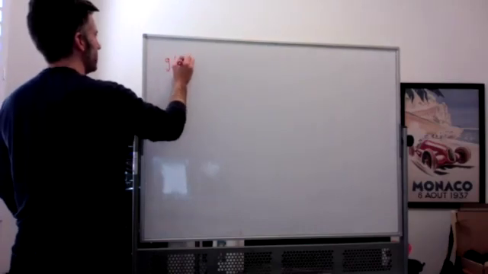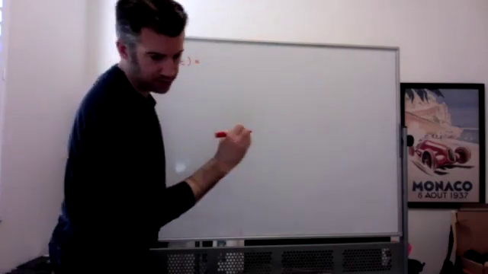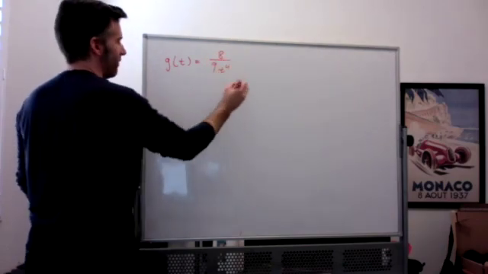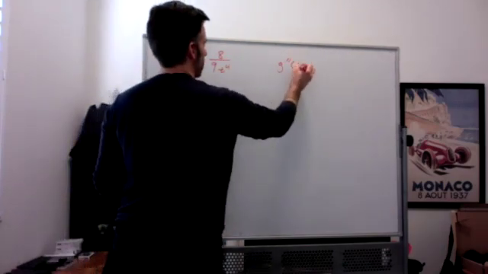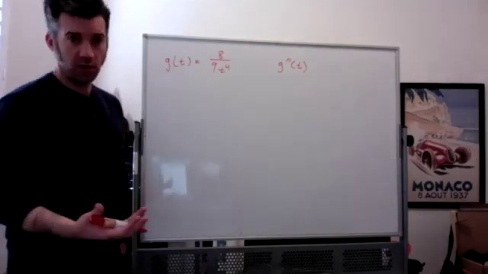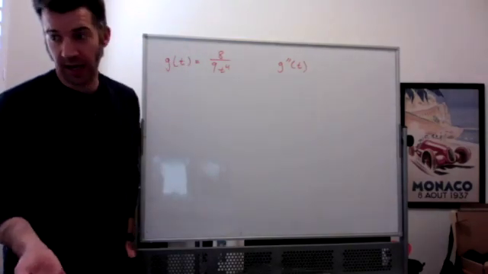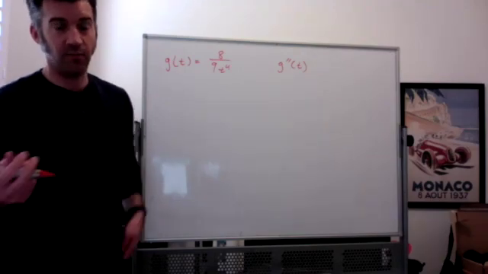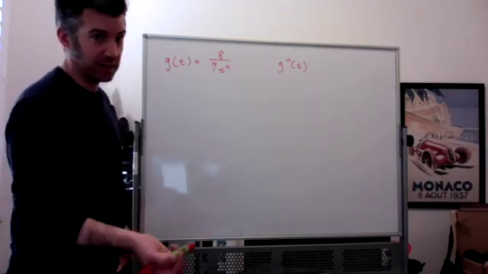Someone asked this question. If I'm given g of t equals 8 over 9 t to the 4th, and I want to find g double prime. You could totally use the quotient rule here, and that would be fine, but there's an easier way to go. So I'm going to show you both ways to kind of point out how it can be easier.